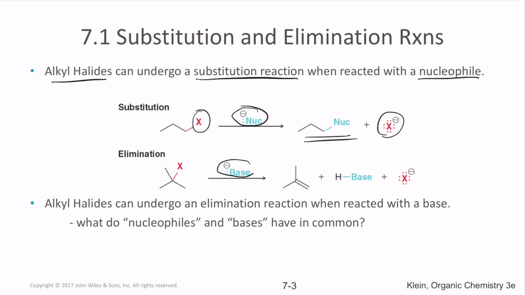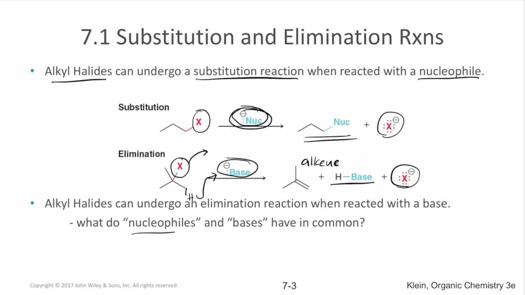Elimination involves a base. The base tries to push the halogen out, and it also snatches one of the protons on the structure, resulting in a protonated base, and finally the leaving group leaves, resulting in the formation of an alkene. So elimination reactions commonly result in alkene formation. In substitution reactions, you are basically substituting the halogen with the nucleophile.